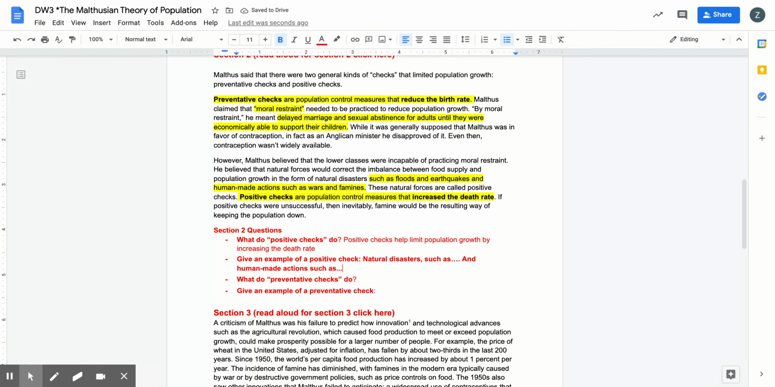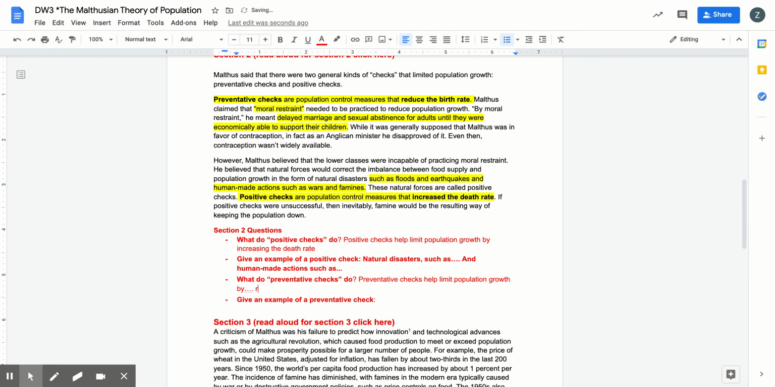What are preventative checks? What do they do? Well, preventative checks help limit population growth by reducing the birth rate, right? Preventing more people from being born. What are some examples? Birth control, abstinence. What else?